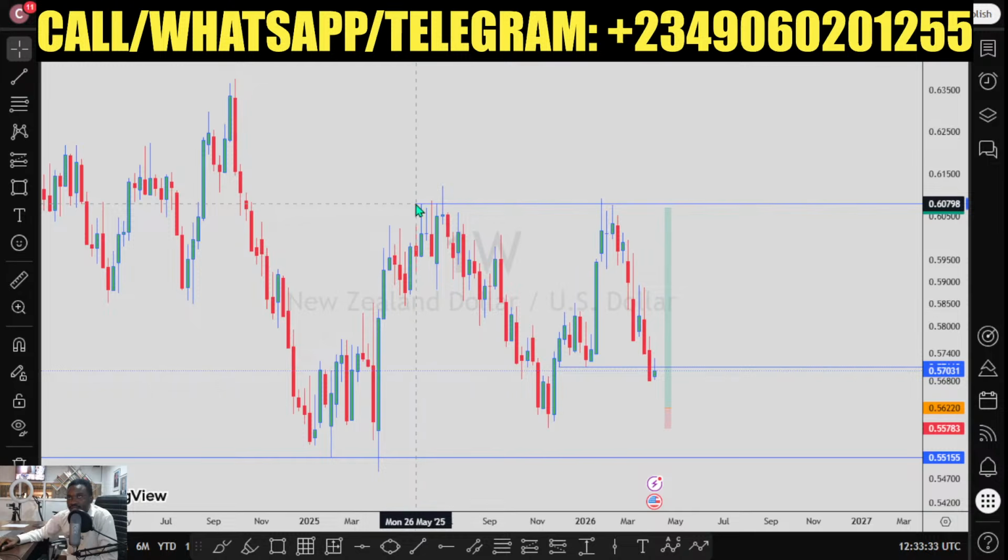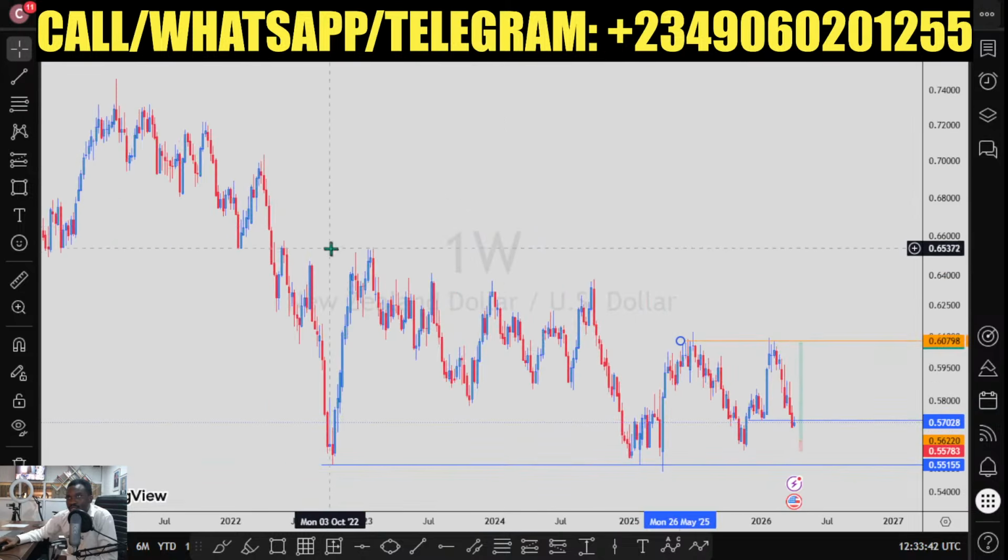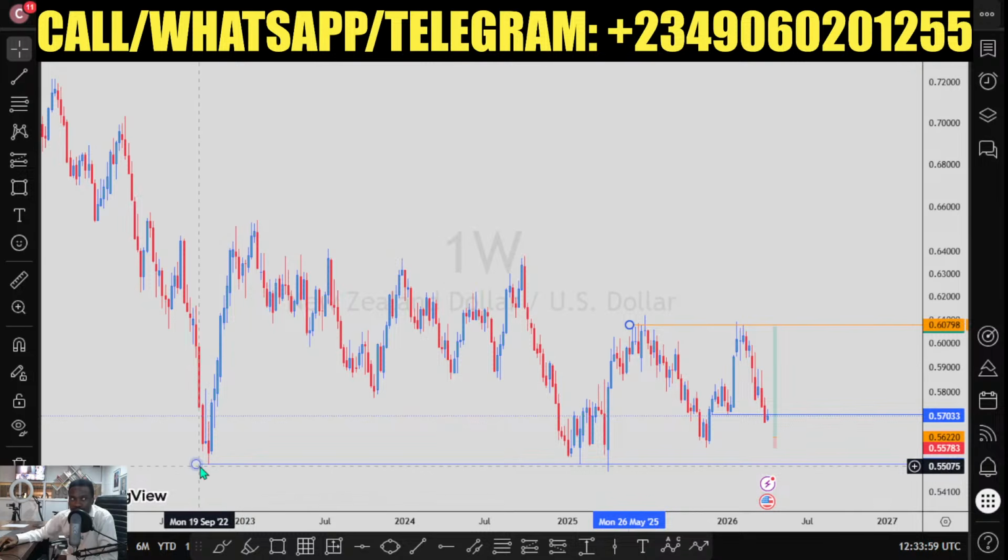resistance yet to be taken out at 0.60798. We can see the market is bearish on New Zealand paired against USD. You don't need an indicator to tell you the market is bearish. And at the bottom, we have a strong technical support level. This is the first thing you have to do before you make any decisions in the market.